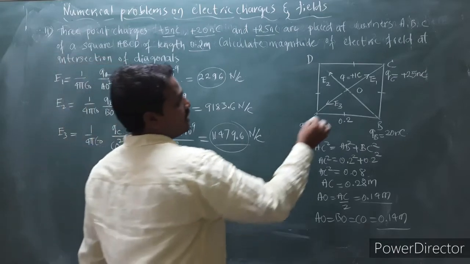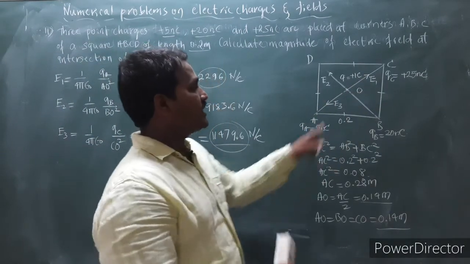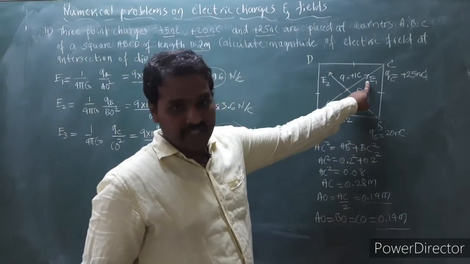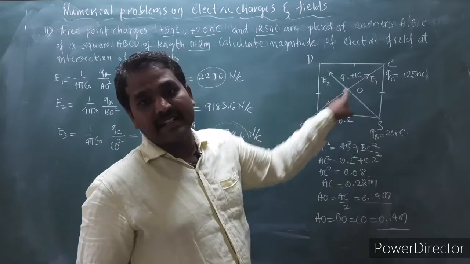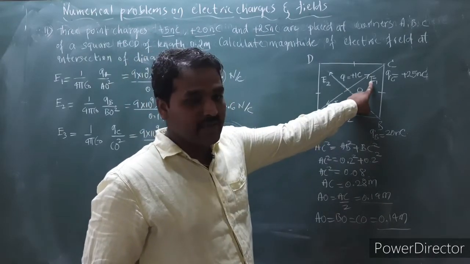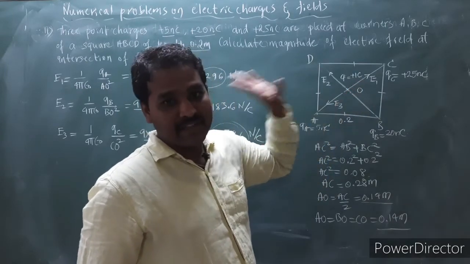11,479.6. So this E3 is greater than E1. So the resultant of these two vectors will be equal to what? That is equal to E3 minus E1, because they are acting exactly in opposite directions. So I will combine this electric field E1 and E3. I can write it as E13.